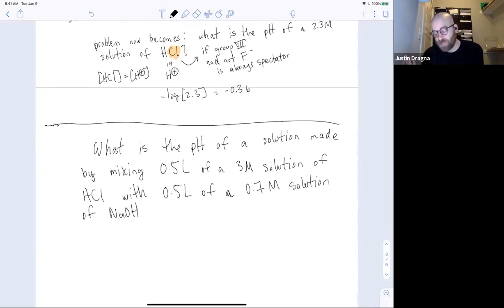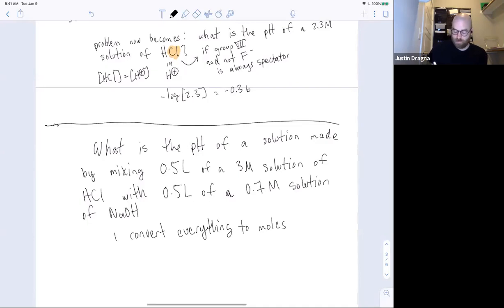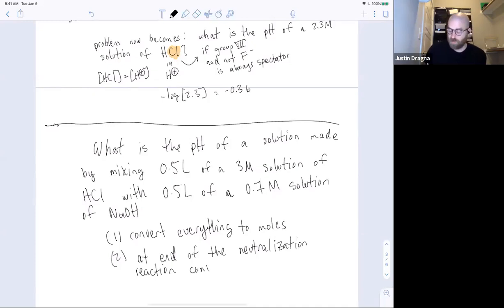So I think what I do for these is convert everything to moles. And then at the end, does it matter if it's the end? Let me think for a second. Let's say at the end of the neutralization reaction, you can convert back to concentration. And that is done by just dividing by the total volume.